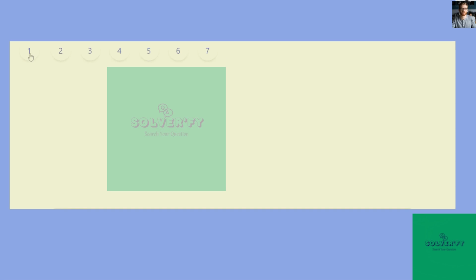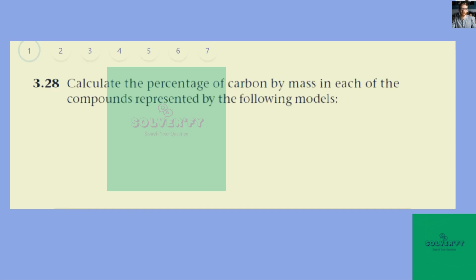So in this problem, we are provided with some models of some compounds, and we have to find out the percentage of carbon by mass in those compounds represented by the models.